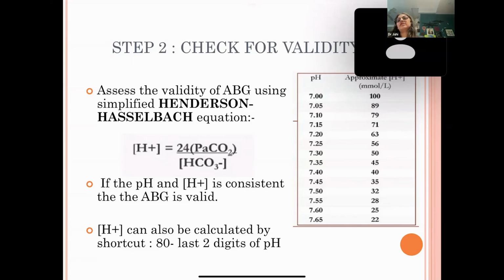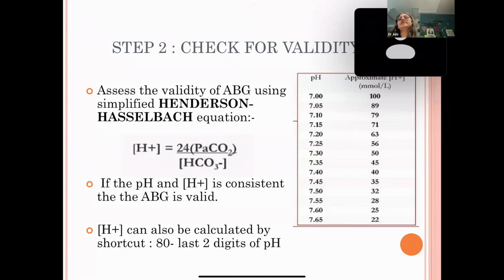Here, the table, if you see on the right side of your screen, this table is a standard table. And then you'll compare this H plus ion. Supposedly, our H plus ion is coming out to be 50. Okay, so you see 50, the corresponding pH to it is 7.30. Okay, supposedly your ABG also has a pH of 7.30, then the ABG is said to be valid. So you need to calculate first and you have to match up with this table to see whether your ABG is valid or not. If you have different data, then that means the ABG is invalid, your machine needs calibration.